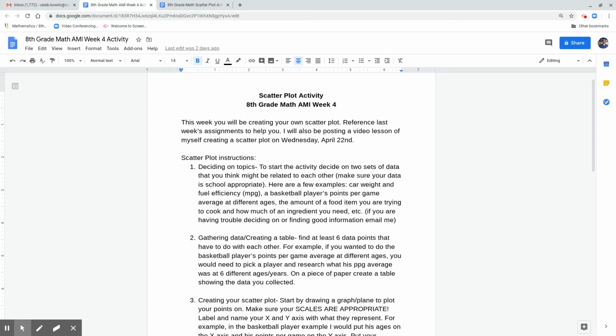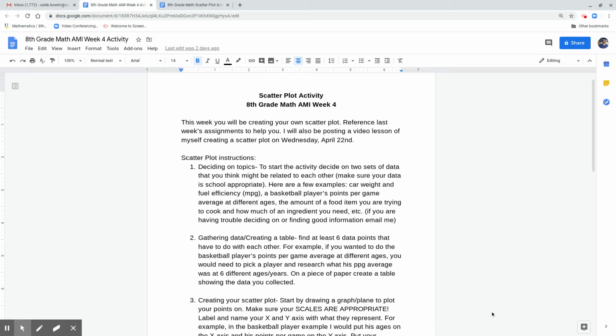There's lots of different things you could try to come up with. So once again, I haven't really had many people asking me this. So if you're having trouble coming up with an idea, feel free to let me know and I'll help you out. I decided for my example to do the basketball players' points per game at different ages or in different seasons. So that's what we're going to be looking at here in just a moment.